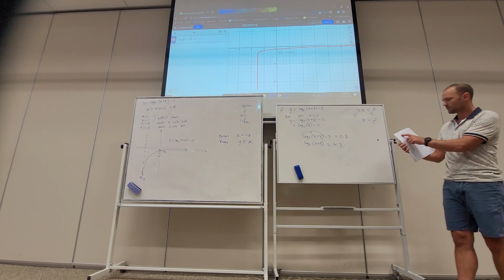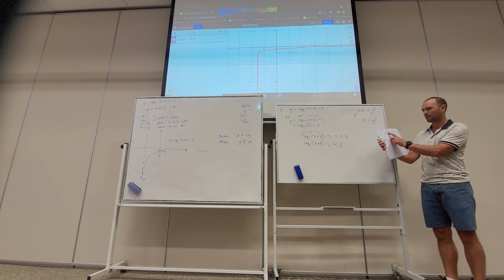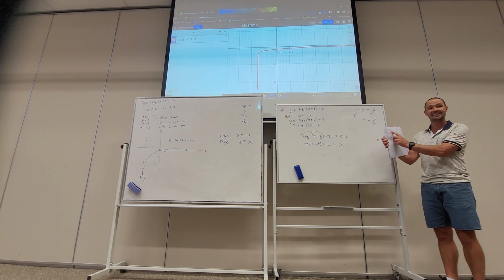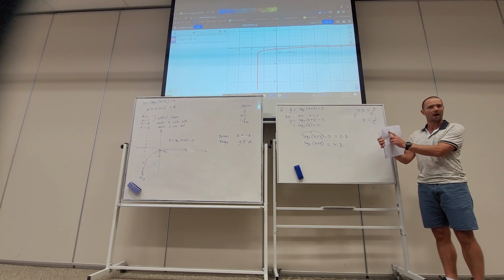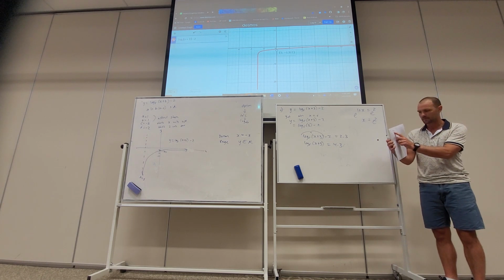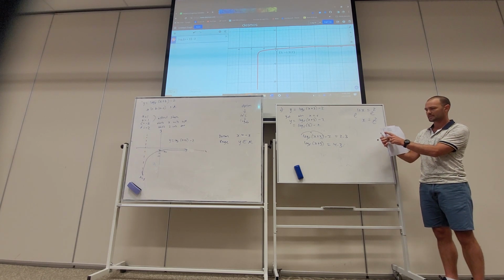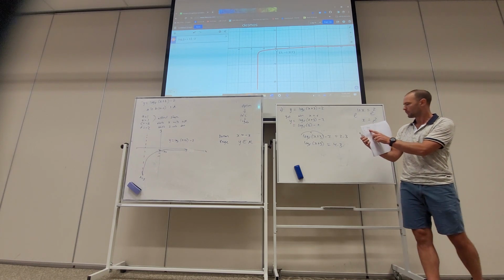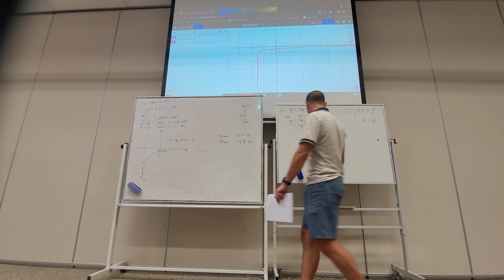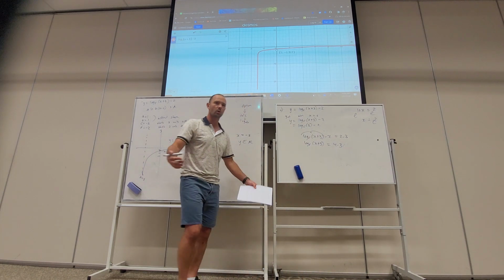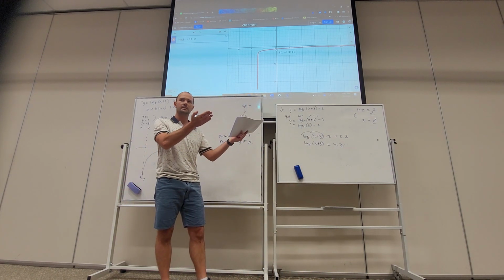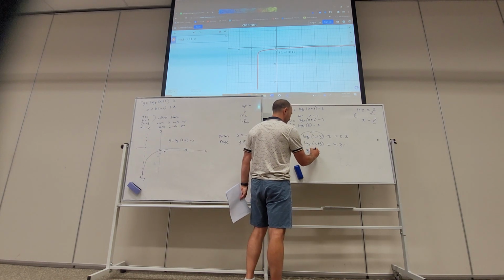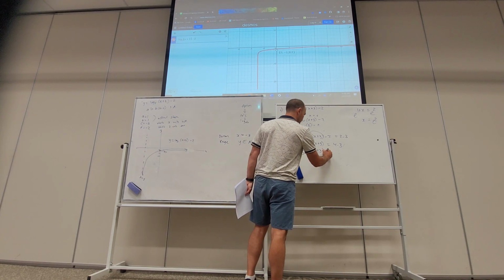How to get rid of logs. Given ln x equals 2, put e to the power of both sides. Given log x is 2, we put 10 to the power of both sides. Why 10? Because the logarithm is base 10. Given log in base 2, put 2 to the power of both sides. Given log in base 3, put 3 to the power of both sides. Here we have log in base 5. What should we put to the power of both sides? 5.